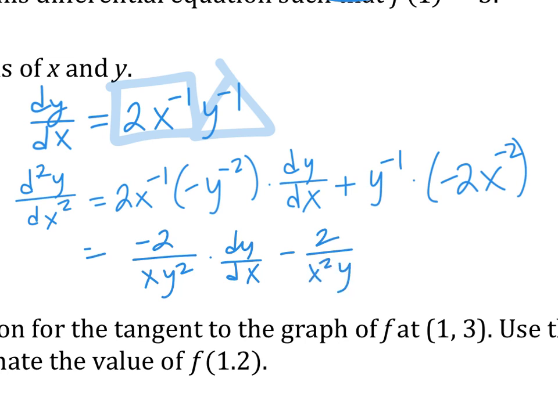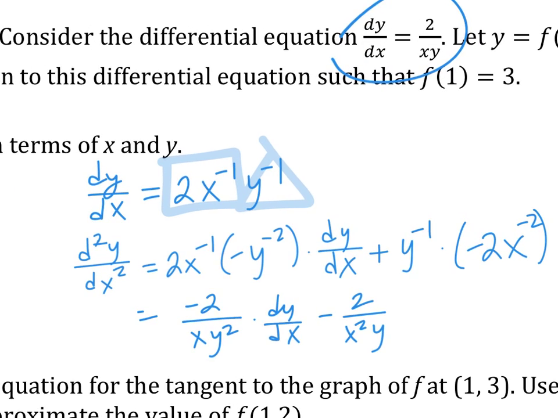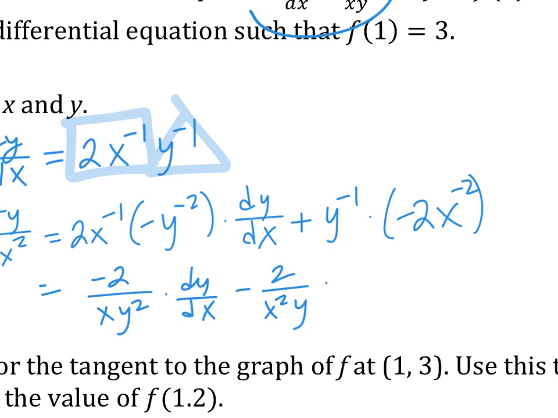Okay, so something like that. Now, remember in that section we had the implicit differentiation. There was a trick: dy/dx. Does dy/dx come up somewhere in the question? Oh, yes, we have to substitute. Okay, so dy/dx is 2 over xy. We've got to substitute that back in.